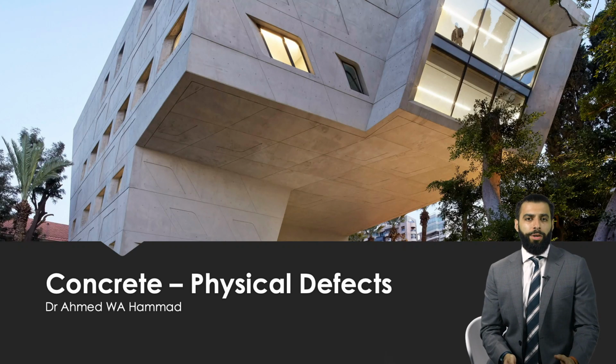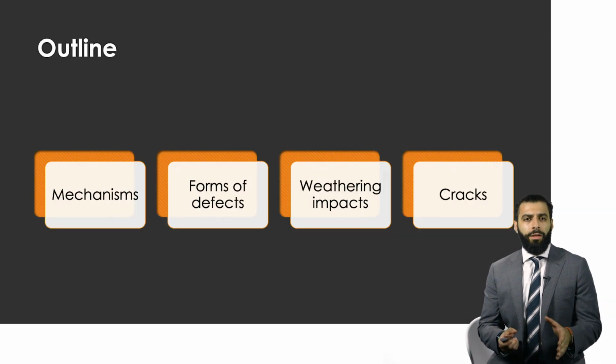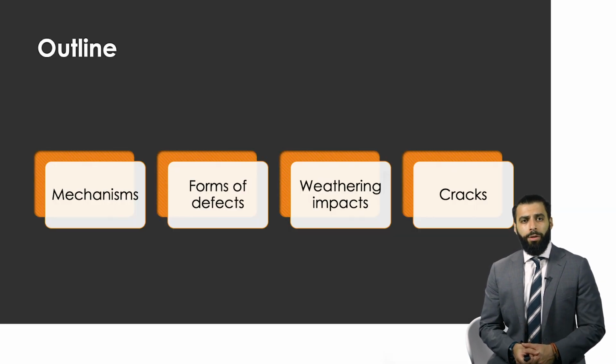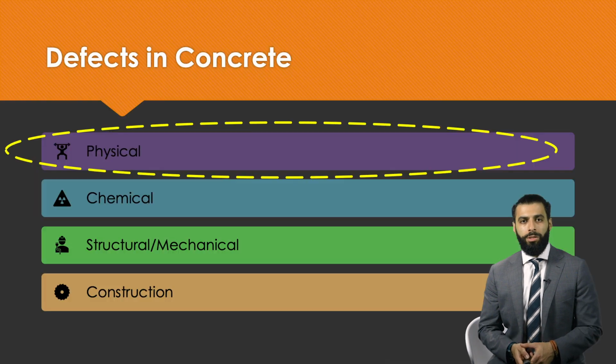The various types of defects have been explained in a previous video. In this video we will focus on the physical defects. So in terms of an outline of what I will be discussing in this video, I'll talk about the mechanisms that are associated with physical defects on concrete elements, and I'll talk about the forms of the defects, and then we'll have a look at some weathering impacts that create these defects, and then we'll classify the cracks in concrete members that would be associated with physical defects.